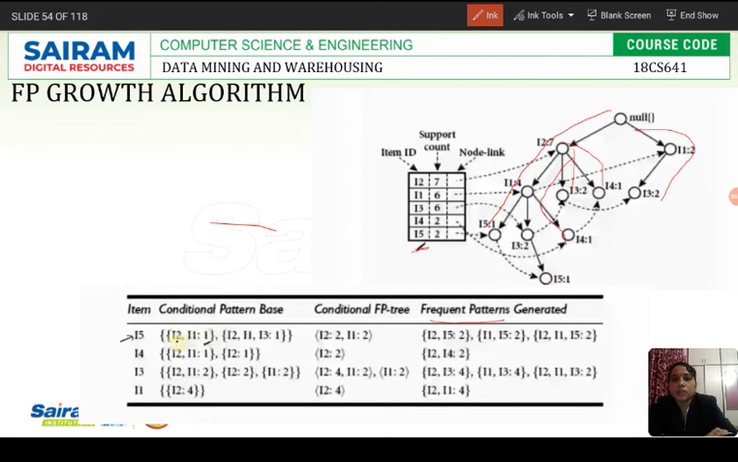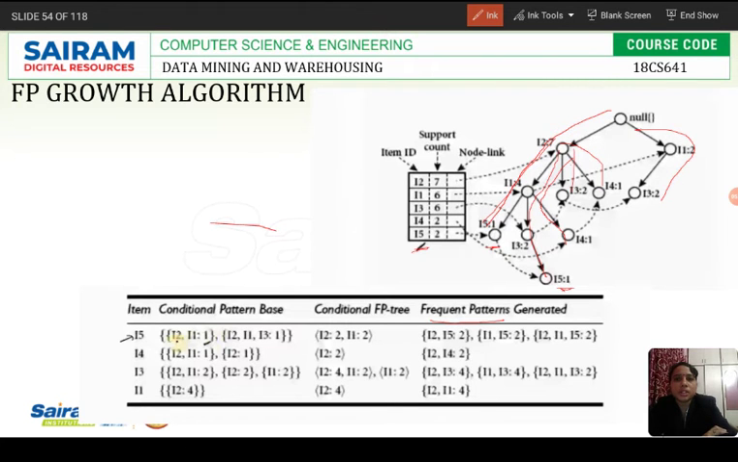Then for this we write all the transactions with I5. We have only two transactions with I5, that is I2, I1, I5 and I2, I1, I3, I5. So there are two paths for item I5: one is I2, I1 and I5, this path, and the other is I2, I1 and I3, this path.